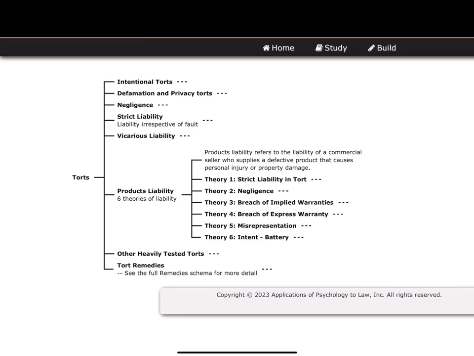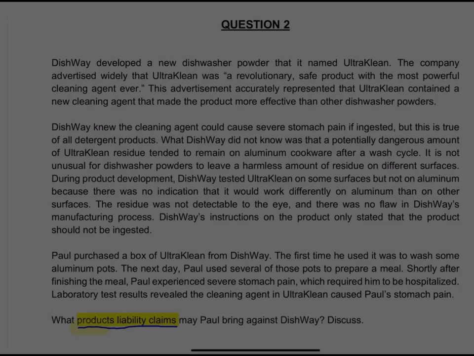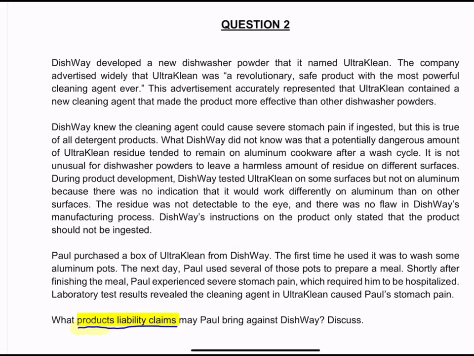But now back to the hypothetical to see what we were given here. Dishway developed a new dishwasher powder that it named Ultra Clean. The company advertised widely that Ultra Clean was a revolutionary safe product with the most powerful cleaning agent ever. Okay, those advertisements contain express warranties.